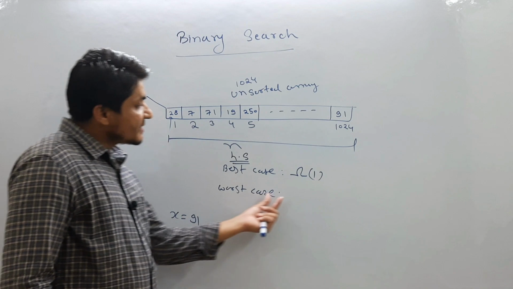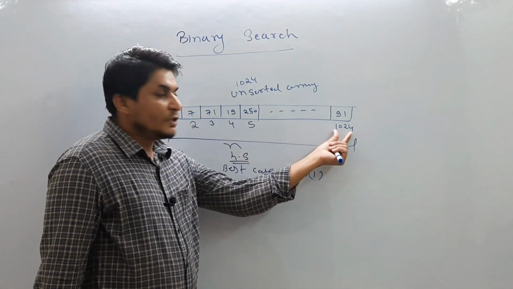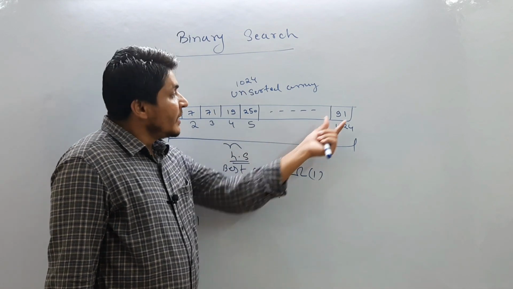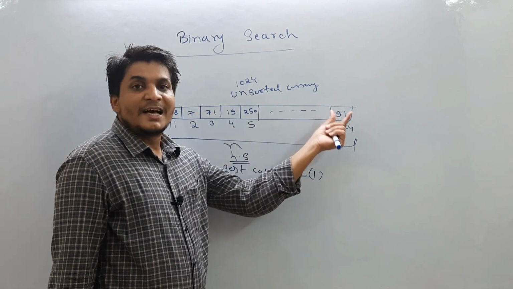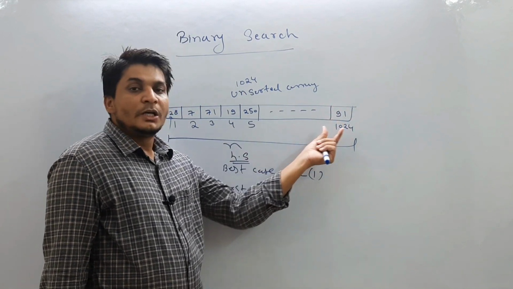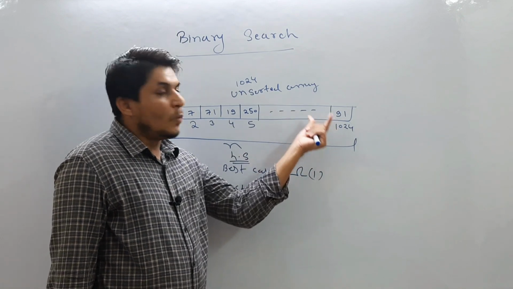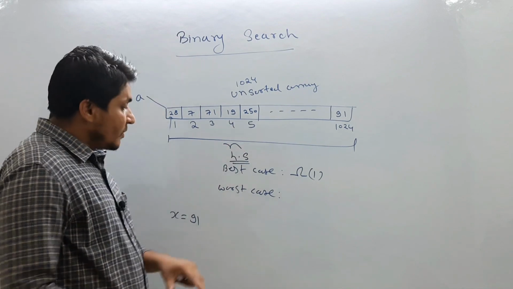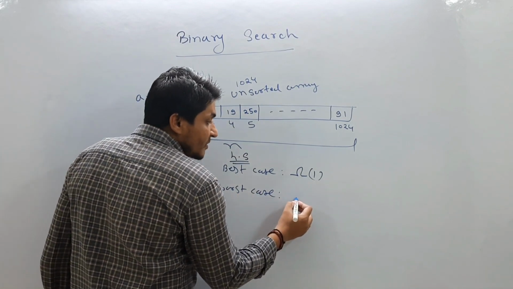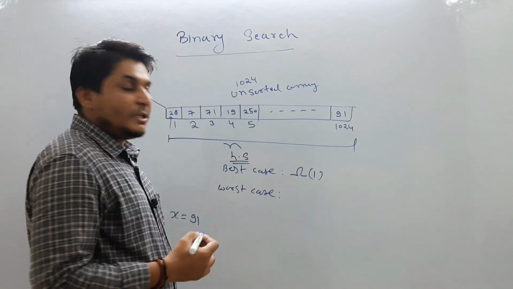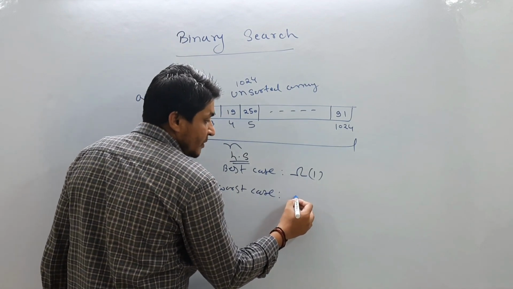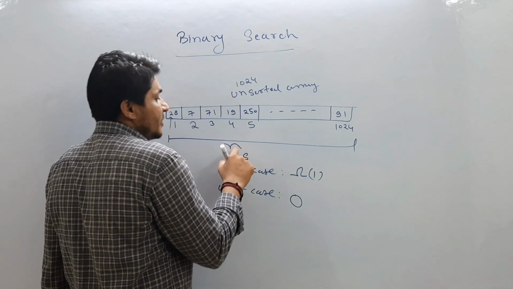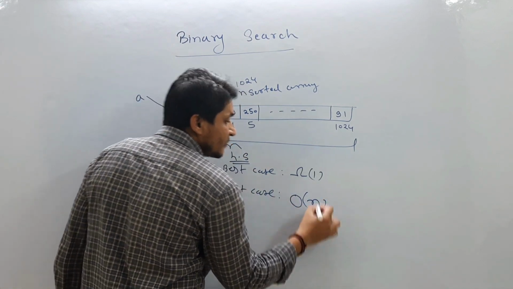Then what could be the worst case time complexity? In this case it is 1024. Let's suppose the array size is 1 lakh, and any element is present at the last position and I am searching for that element. In that case, how many comparisons do I have to make? 1 lakh comparisons. So it depends on the size of the array. In this case, the worst case time complexity is always represented with big O notation. So this is big O of the number of elements available in the array, so this is order of n time.